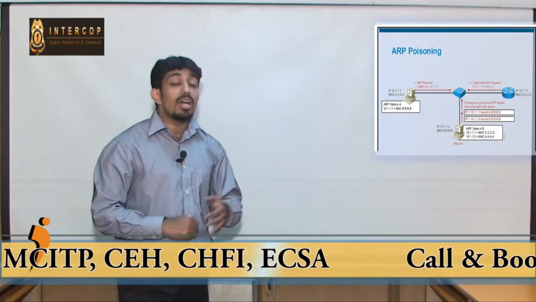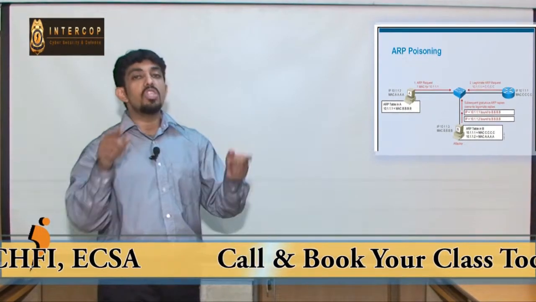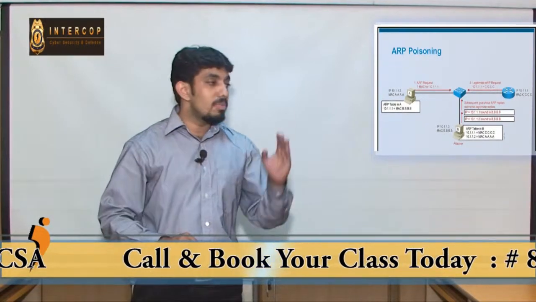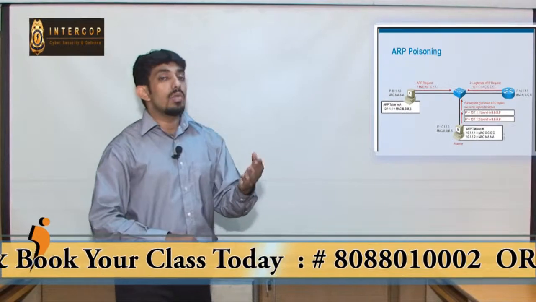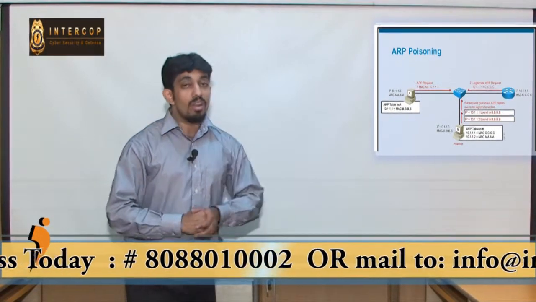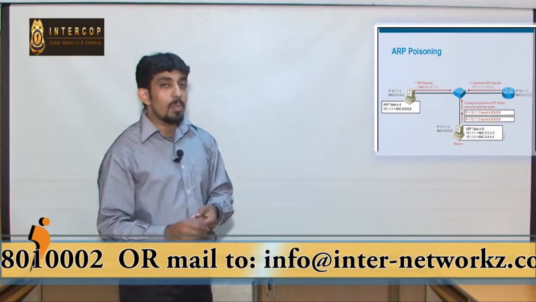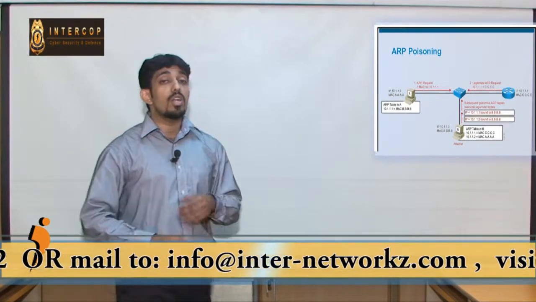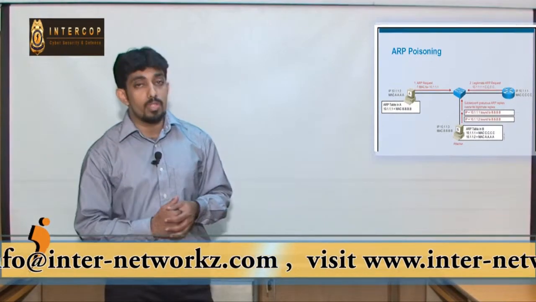DAI, dynamic ARP inspection, will make a request to the DHCP server. In the DHCP server, you will have a database which matches the MAC address and the IP address. Once it makes a request, it will identify whether it is a legitimate user or a malicious one. If it is malicious, it will block the user. So dynamic ARP inspection configured on a switch will enable you to protect against ARP spoofing.